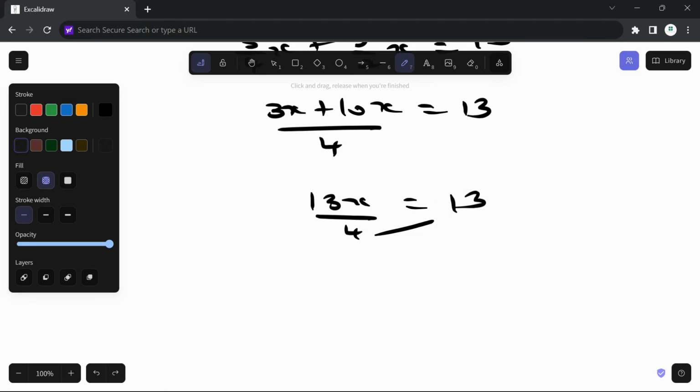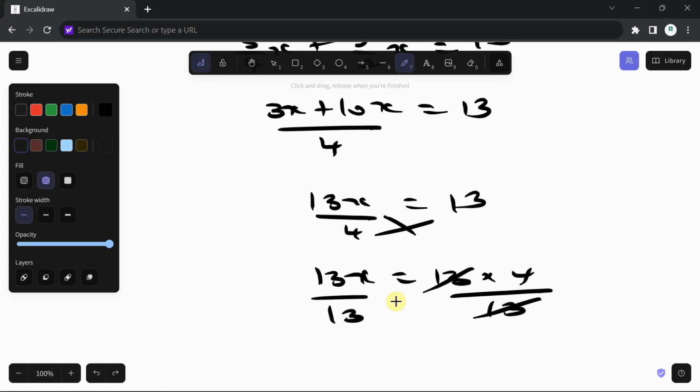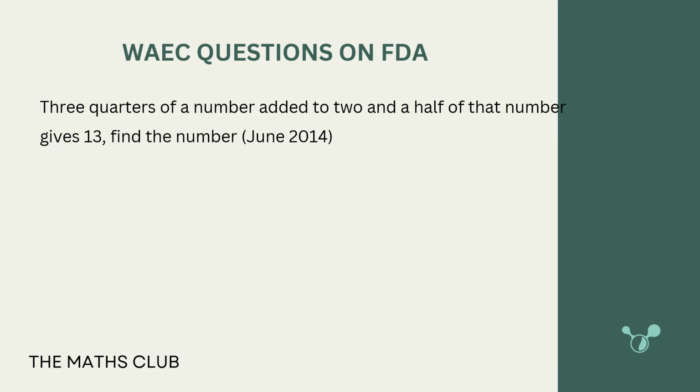So if I cross multiply, 13x is equal to 13 times 4. I can divide both sides by 13. 13 will cancel 13. So this is 1, 1. So x is equal to 1 times 4, which is 4. So that means our value of x is really just 4. And that is option A. Great.